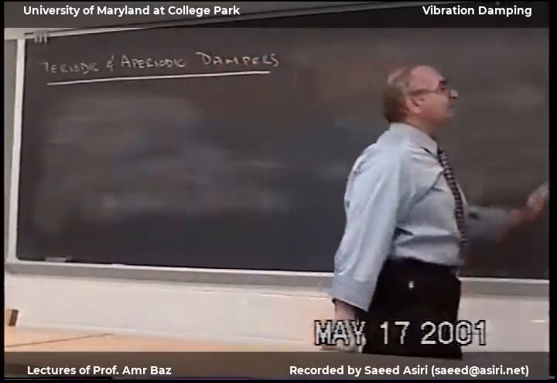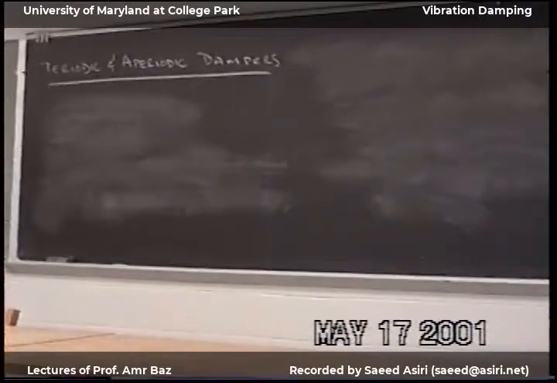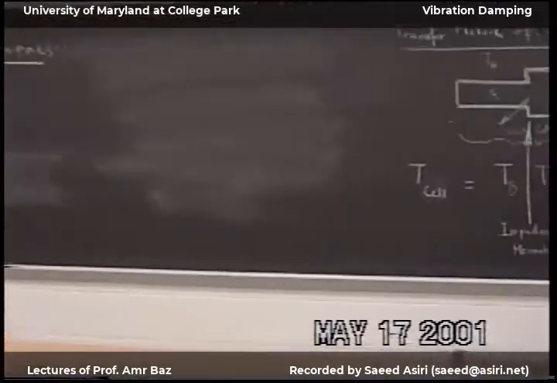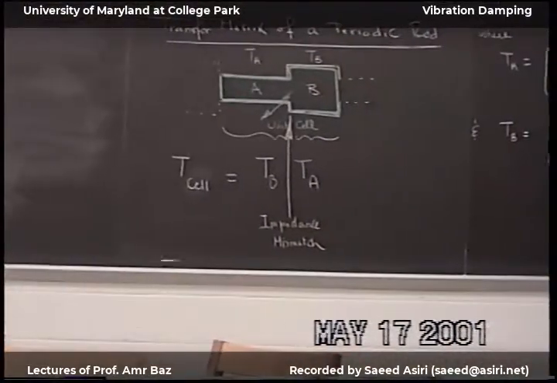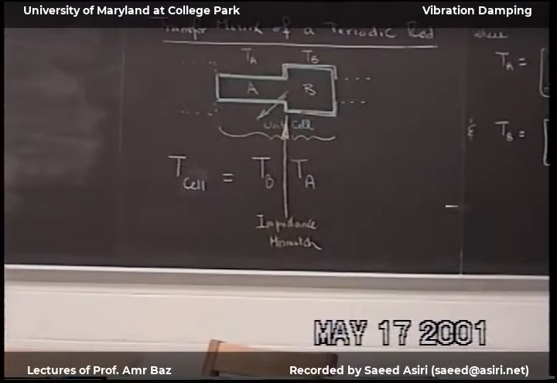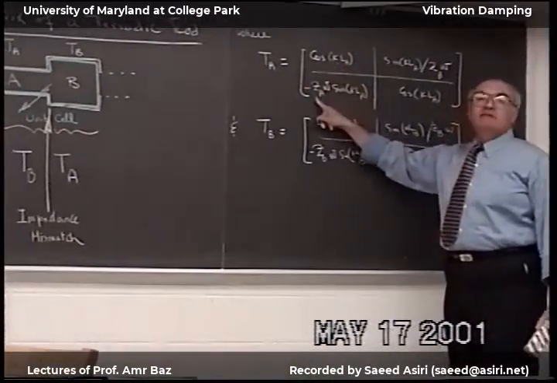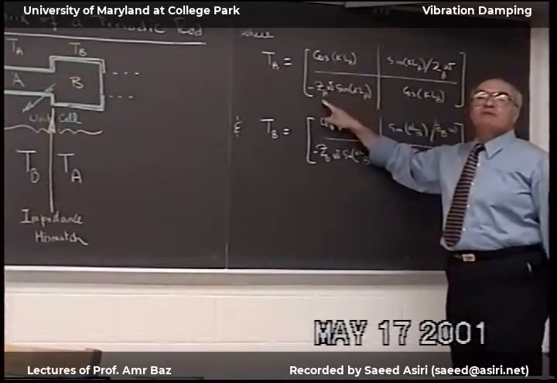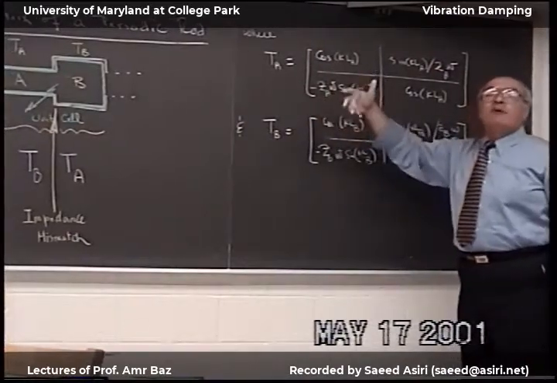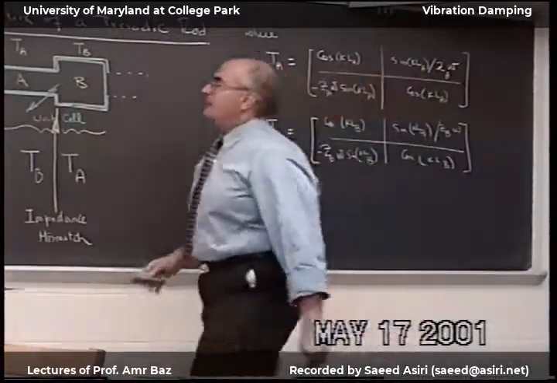If we have shunted piezoelectric material bonded on the main structure, the transfer matrix has two parameters that we have to extract: the wave number and the impedance. So we have to get these two numbers for the composite shunted system.